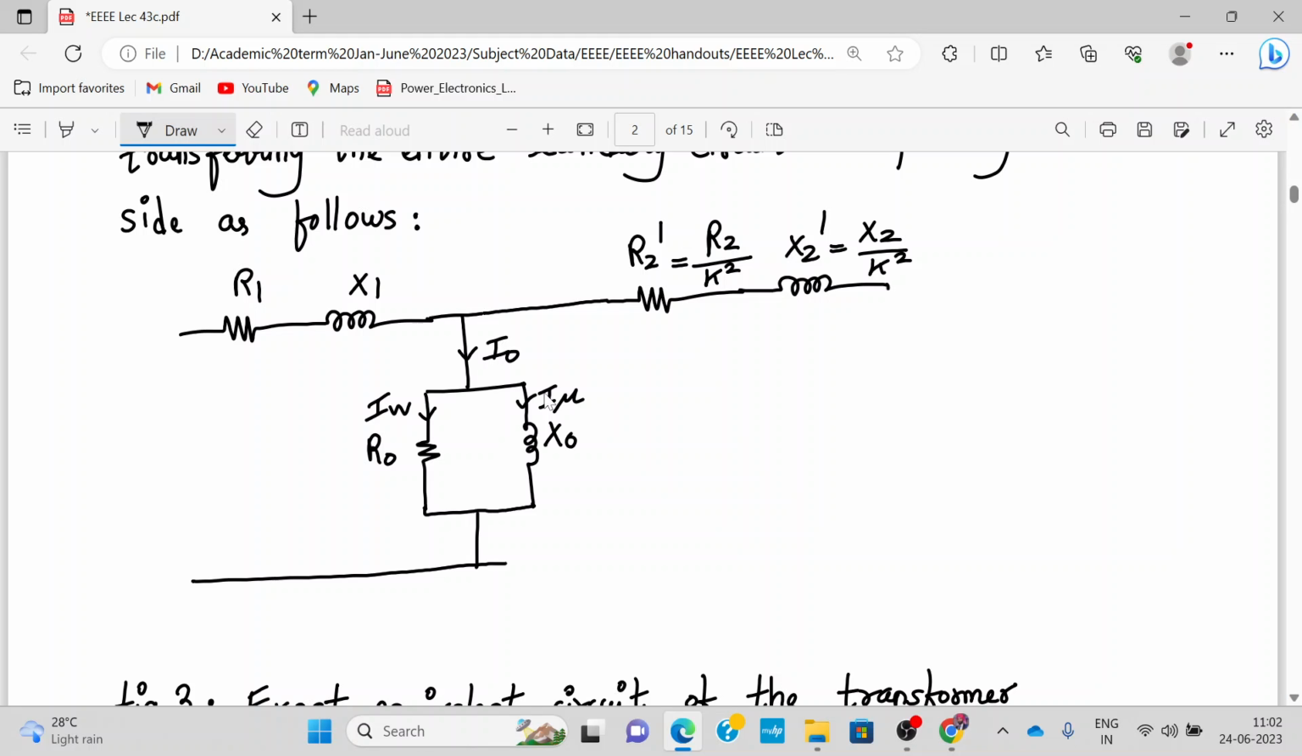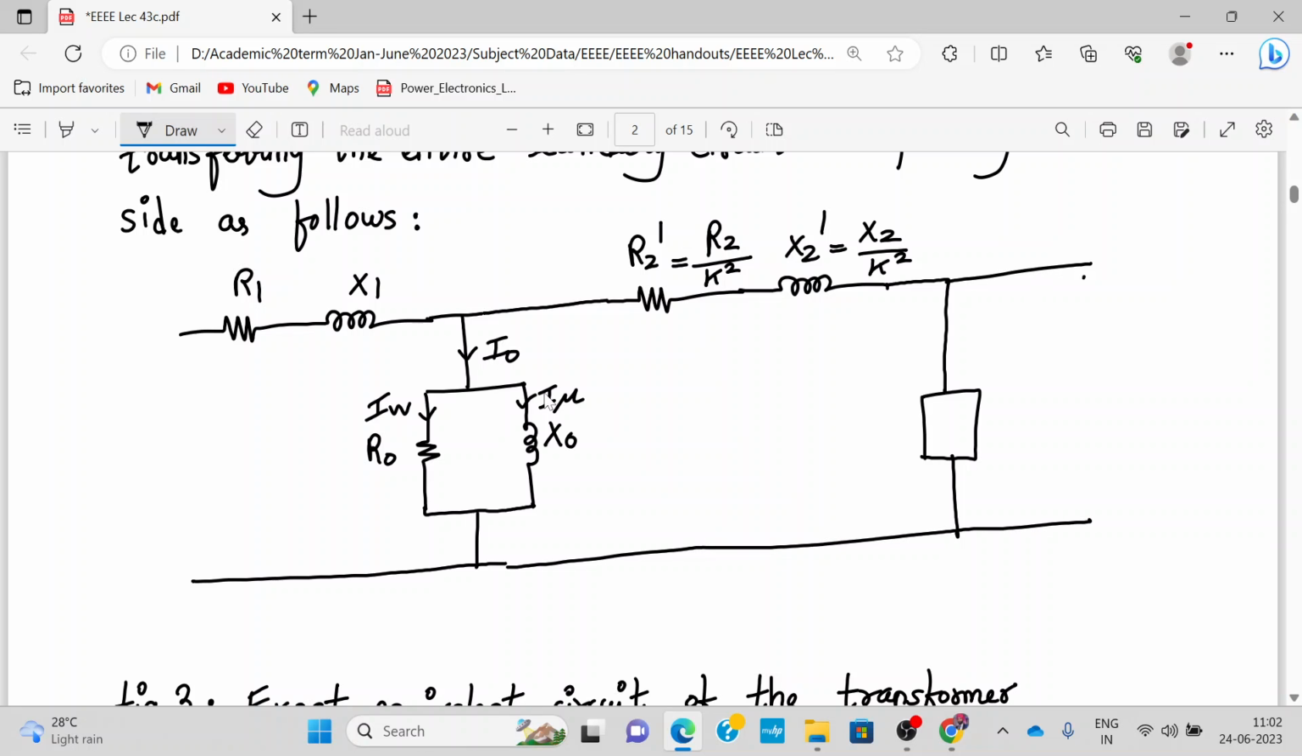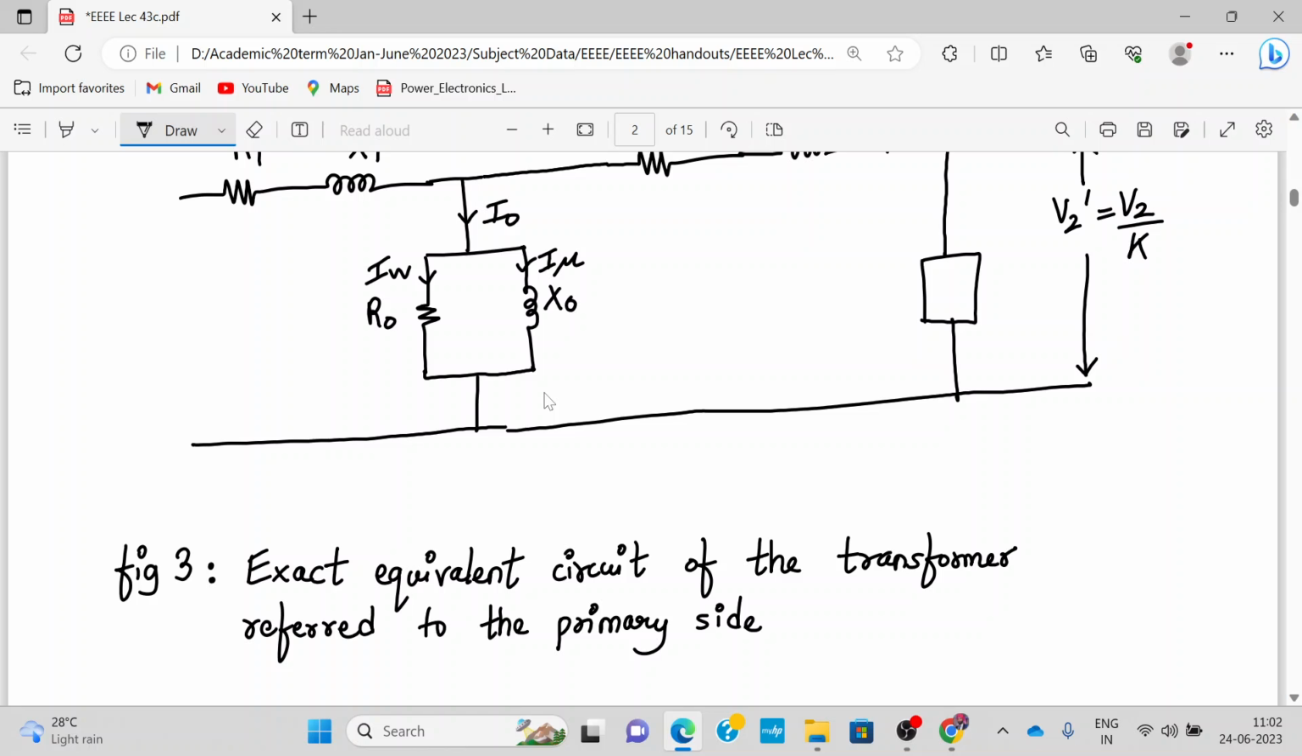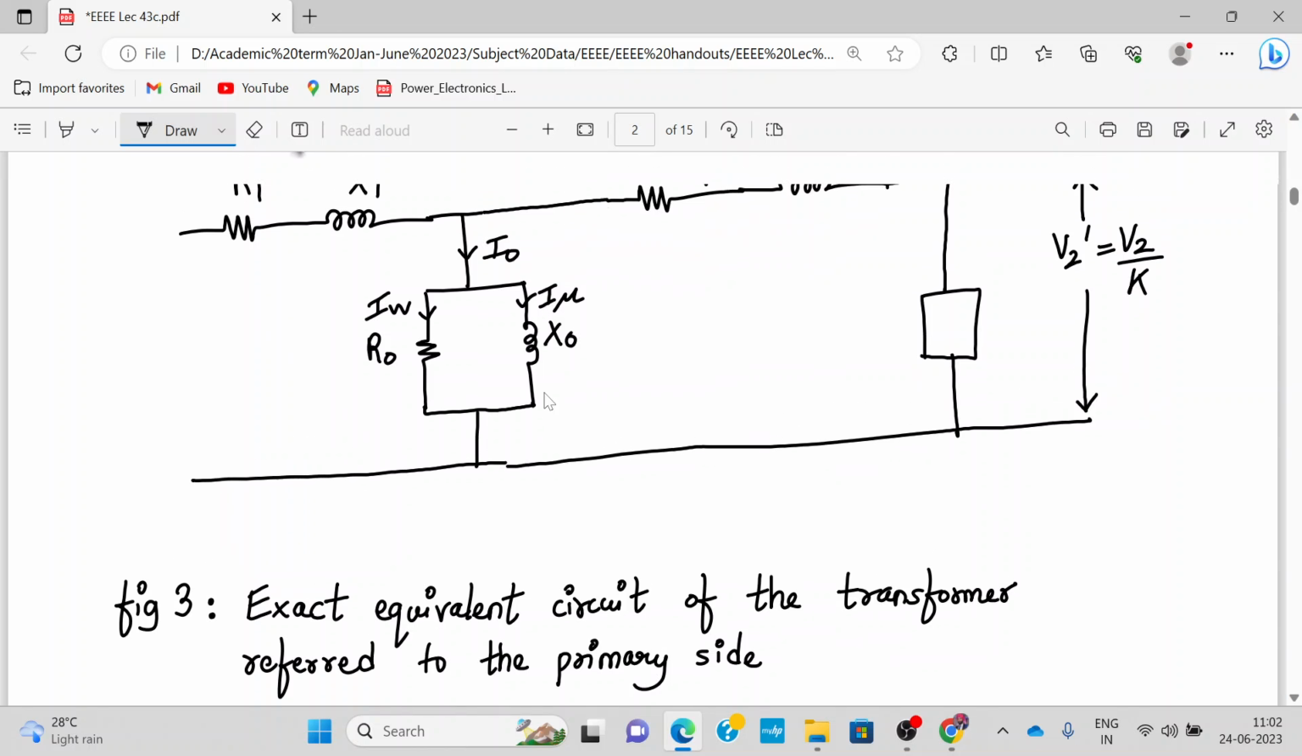Alright. And we have a load voltage that is also being transferred, let's say, and the output voltage VL, V2. So V2 dash also will be V2 divided by K. So all of that is transferred to the primary side. So this is the exact equivalent circuit of the transformer referred to the primary side. So all the secondary values are referred to the primary.